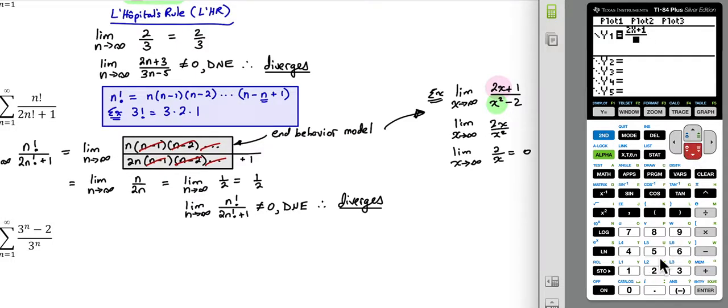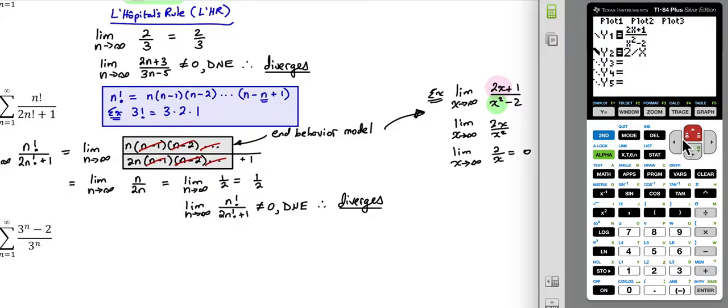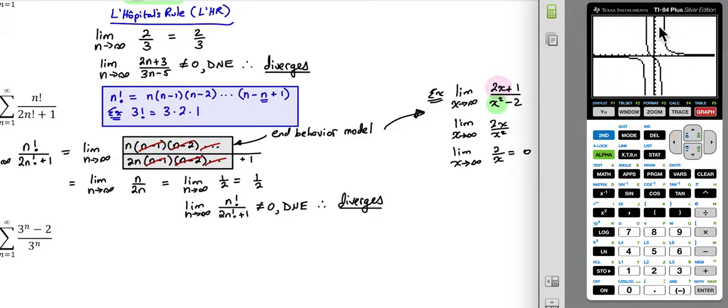So here's my rational function. Here's my end behavior model. All right, I'll make one of them bold. All right, and I'll just do a quick zoom 6. So you can see here that if you're looking at the non-bolded ones, in fact, let me just turn off the bold one. All right, you see, as you work out towards the large values of x, or negatively large values, it appears to be approaching 0.